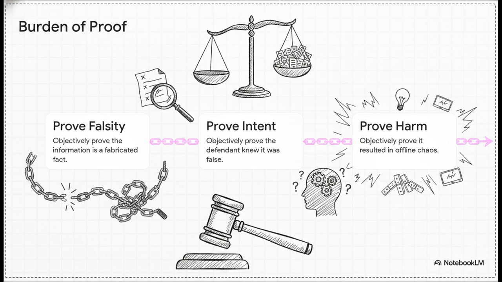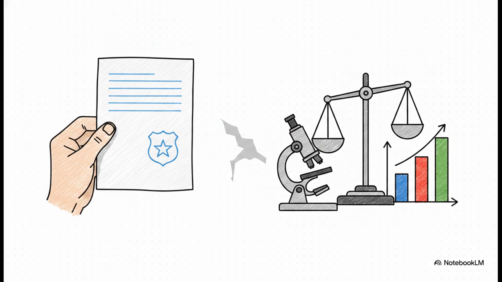Step 1, objectively prove the information is a fabricated fact. Step 2, objectively prove the defendant knew it was false. And Step 3, objectively prove it resulted in offline chaos. In a court of law, the defendant does not have to prove their innocence. The state must prove their guilt on every single one of these steps. But when we compare the evidence to that standard, a pretty glaring gap emerges.